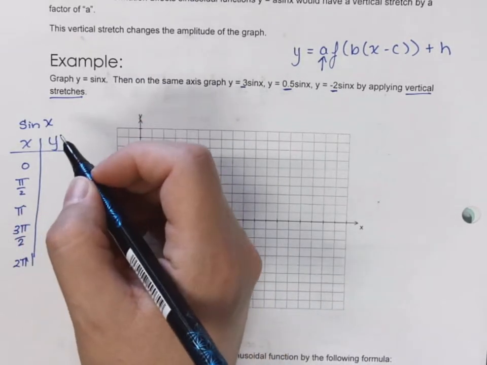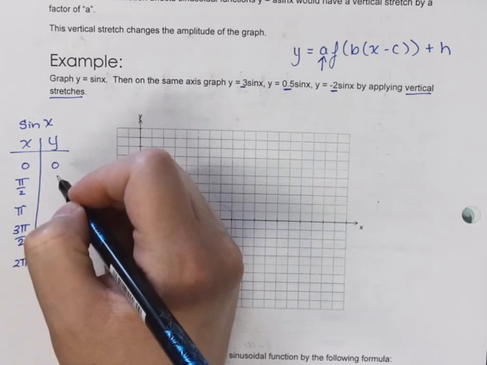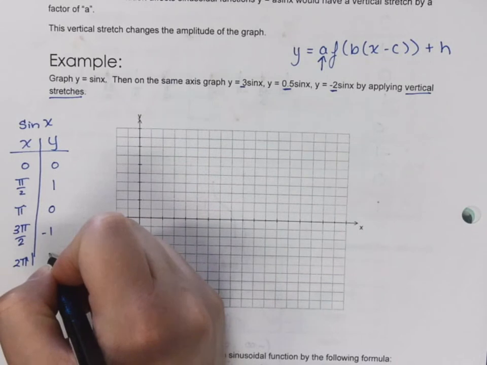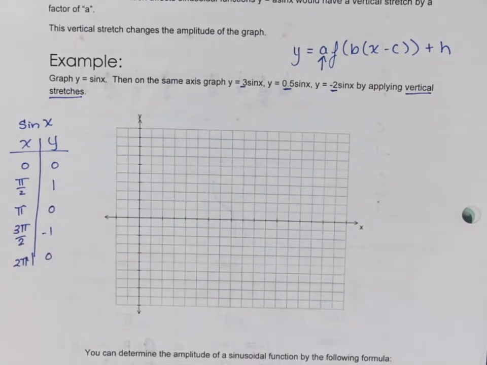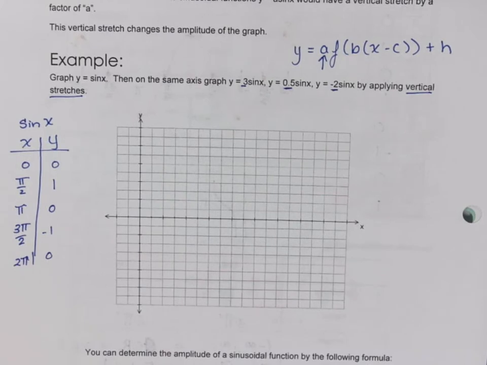So sine at 0 is 0. Pi over 2 is 1, 0, -1, 0. You guys are going to get really good at these. These are just your axes. Does everybody feel confident with them? Like your unit circle, your axes, everybody feels pretty confident with it.